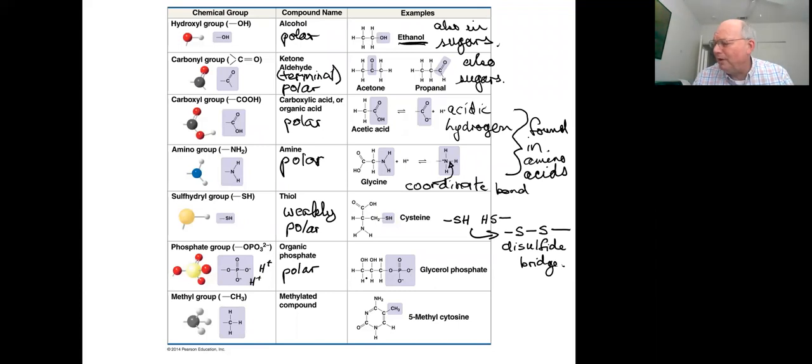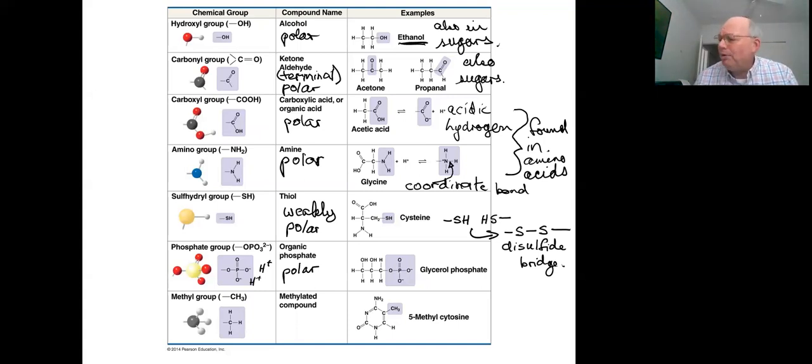This is glycerol phosphate. Glycerol is actually a very close relative of a 3-carbon sugar called glyceraldehyde. And when you replace one of the hydrogens with the phosphate group, you actually get something called glycerol phosphate. This is very, very soluble, and we will encounter glycerol phosphate later in the semester. But this is a very, very polar, incredibly polar functional group.